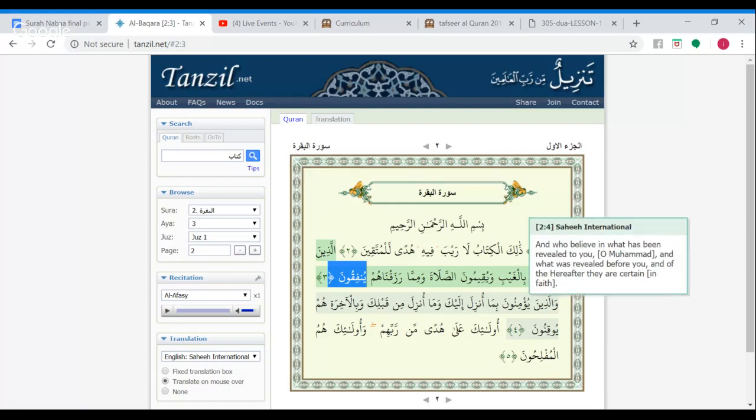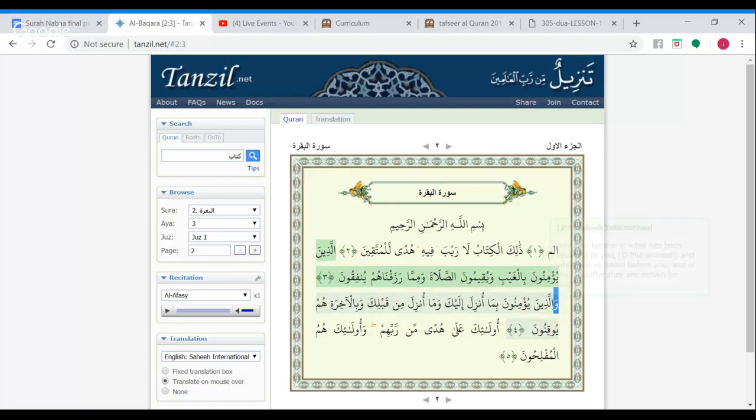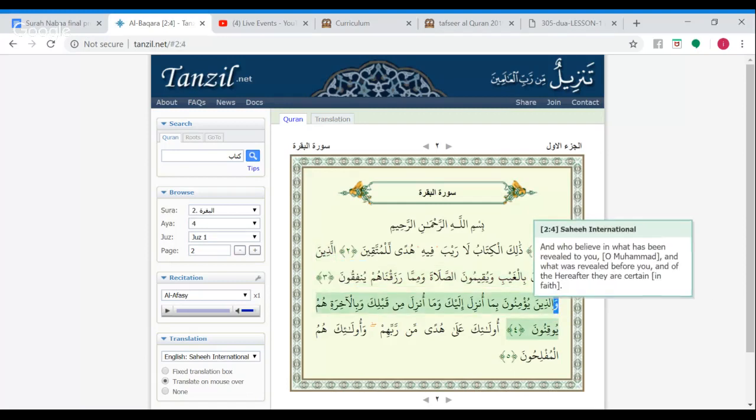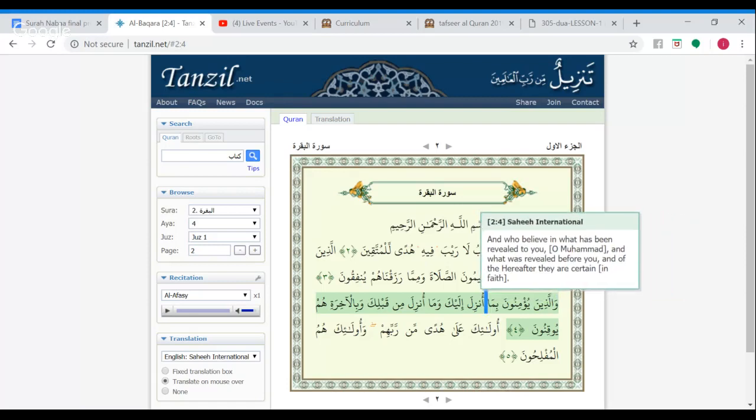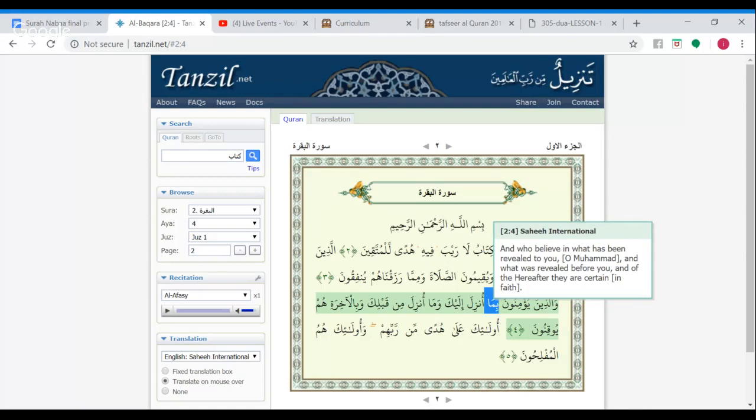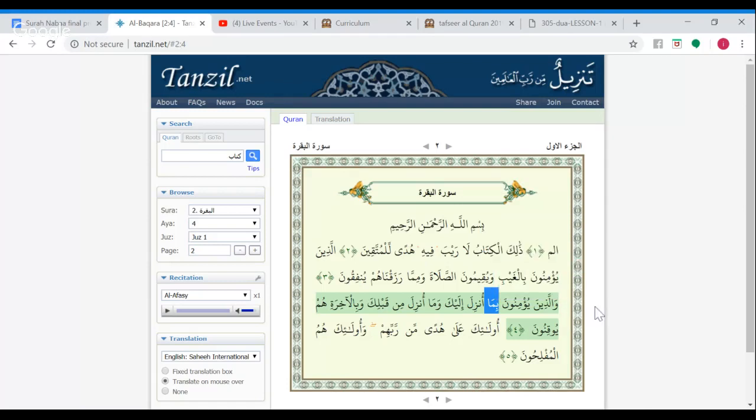Now let's go. Walladina, and those. Wa is again and. It is not a harf jar. Yuminuna, they believe. Bima, okay. Bima. What is going on here? Bima. B has a kasra. What is B? It is in the beginning of the word and it is attached with the noun. B is with and it is a harf jar. Okay. So B is harf jar. Ma is what?